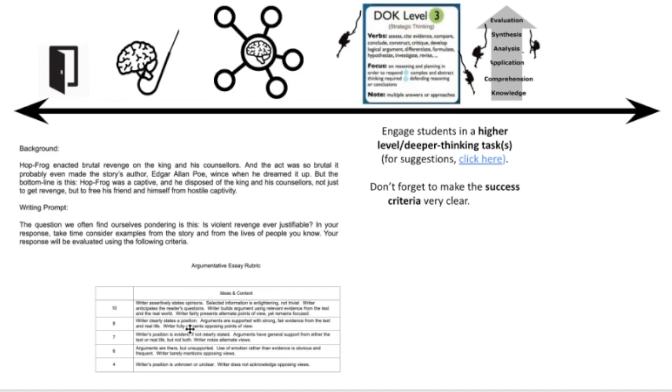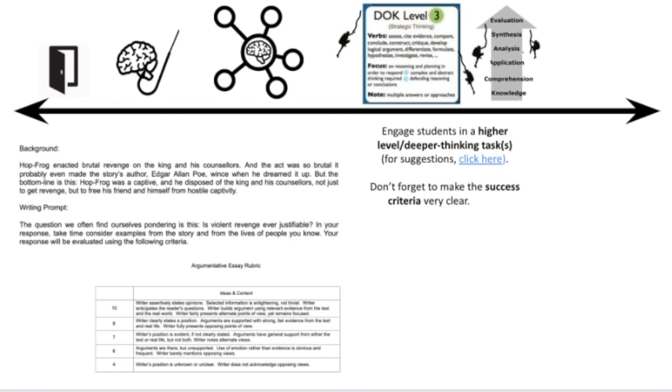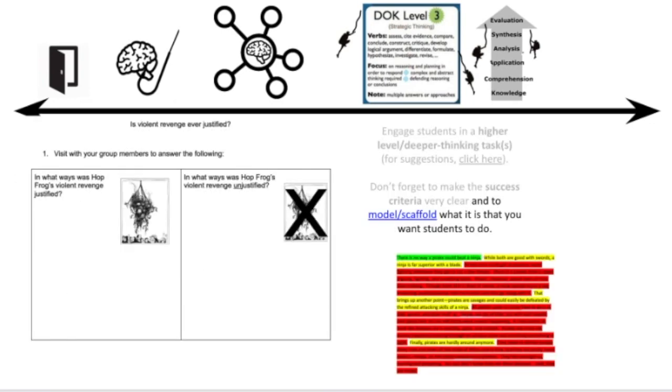And this criteria needs to be clearly aligned with what we're evaluating them on, with the learning goal itself and the standard that's being taught. So then we provide them this writing prompt, and we're not just going to throw them into it. We're going to break down these individual steps, right?